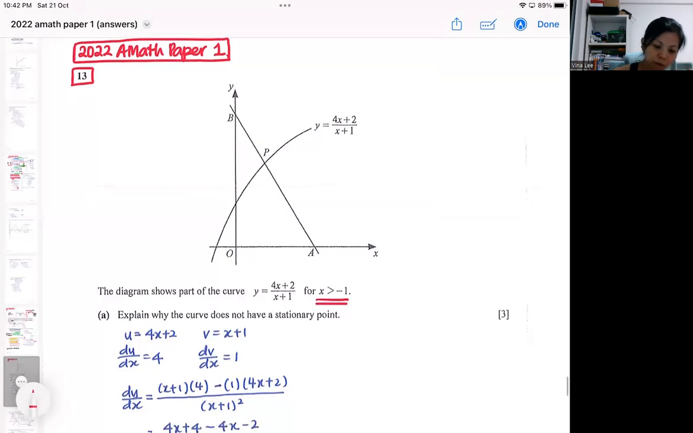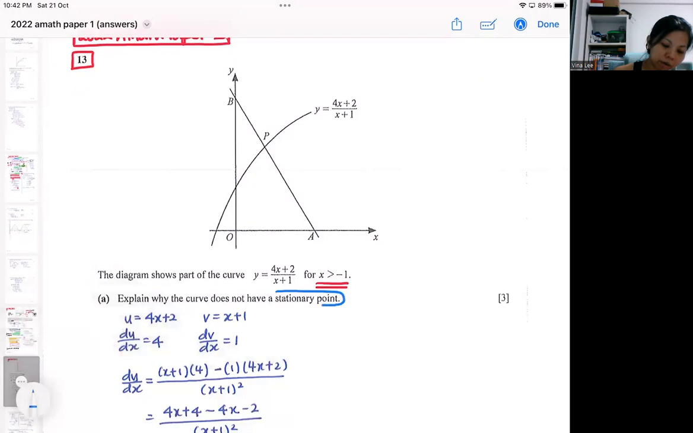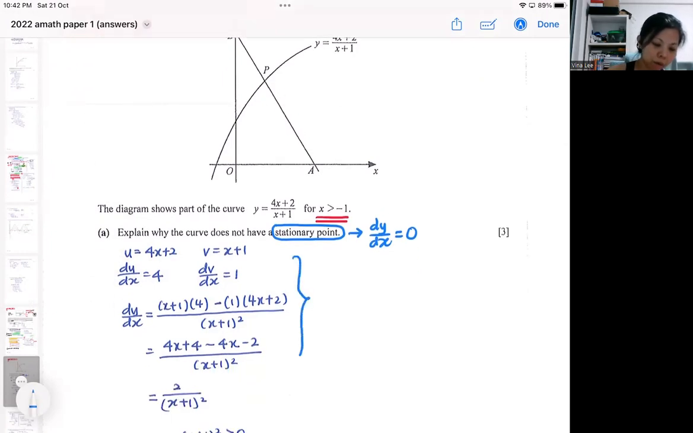Okay, so the first part would like you to explain why dy dx has no stationary point. You do need to recall the definition of a stationary point. For a stationary point to happen, you need to be able to have dy dx equal to 0. So since the definition of stationary point involves dy dx, the first thing you should do is execute your dy dx. In this case, I'm going to do my dy dx using the quotient rule. I'm not going to explain the quotient rule part.